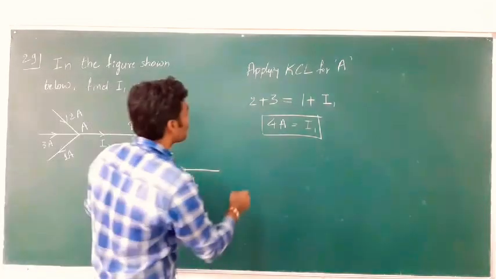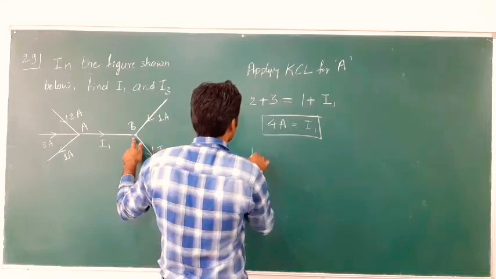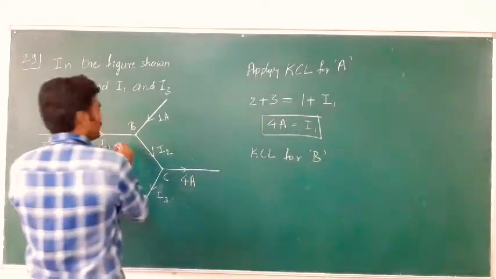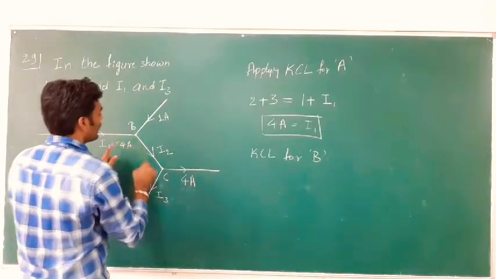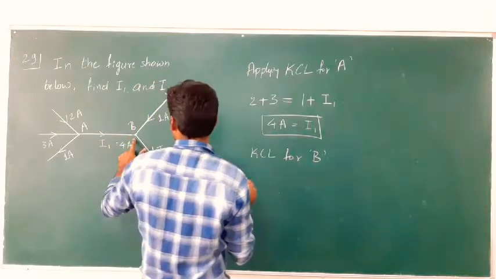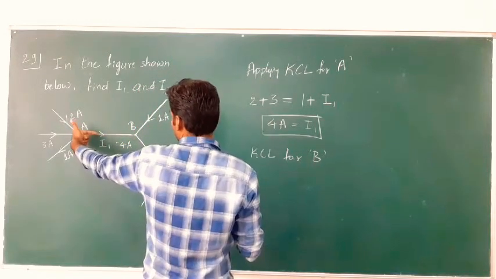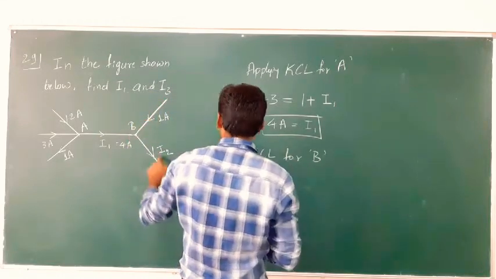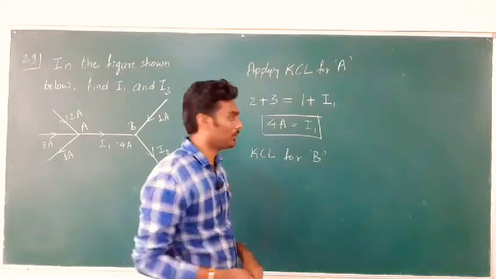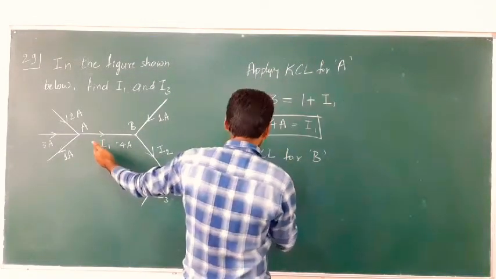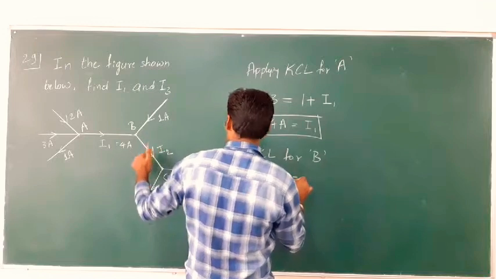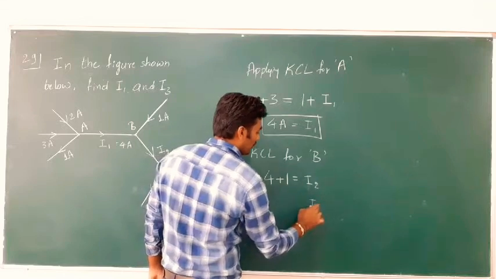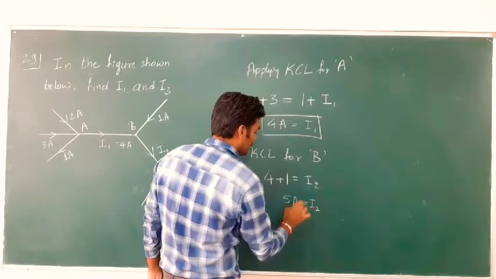So let me apply Kirchhoff's current law, KCL, for node B first, because now we know I1, which is 4 ampere. The total current entering point B is I1, which is 4 ampere. 1 ampere here is also entering, and I2 is leaving the node. So the total current entering, 4 plus 1, is equal to I2. Very simple, I2 is equal to 5 ampere.